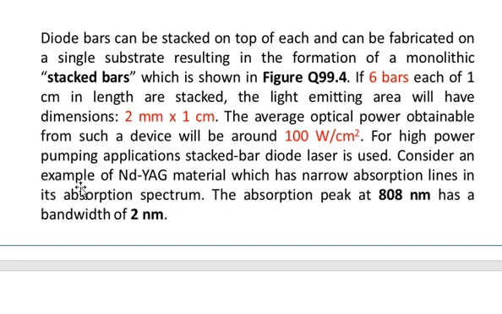Consider an example of Nd:YAG material, which has narrow absorption lines in its absorption spectrum. The absorption peak occurs at 808 nanometer and has a bandwidth of 2 nanometer. You see that I am talking about the absorption lines. One of the absorption lines in the Nd:YAG laser has a peak absorption at 808 nanometer, and the bandwidth of that absorption line is 2 nanometer.